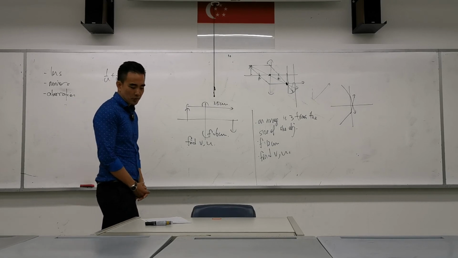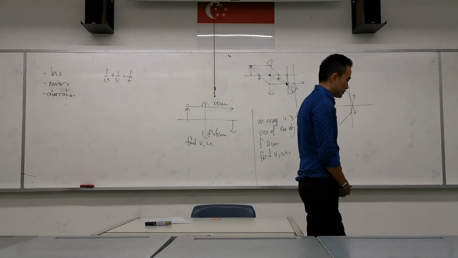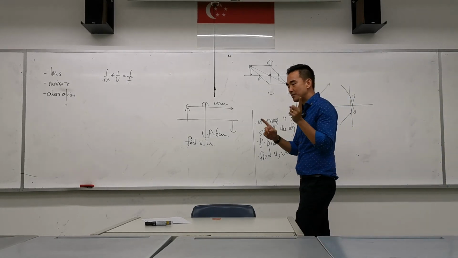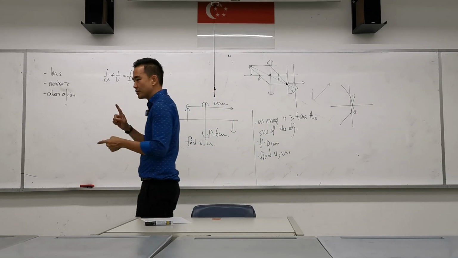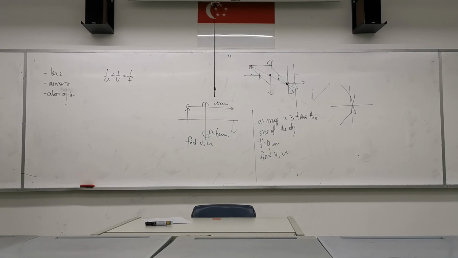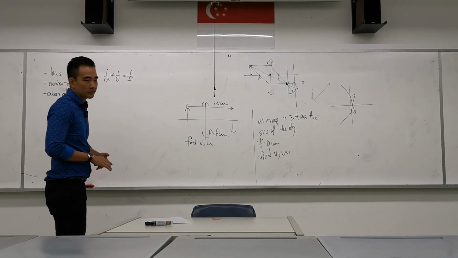So, what are the two values of v and u? 10 and 15. So one of them, u is 10, v is 15. The other one is u is 15, v is 10. 10 and 15, 15 and 10.